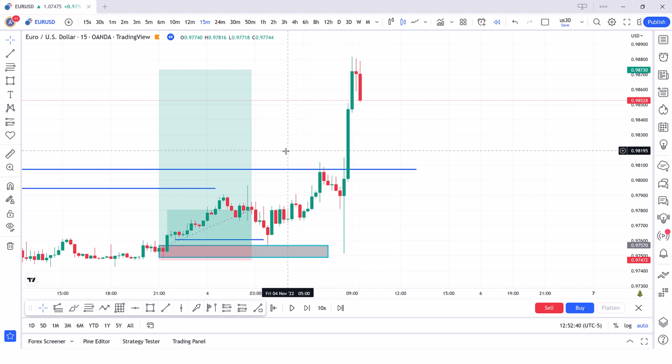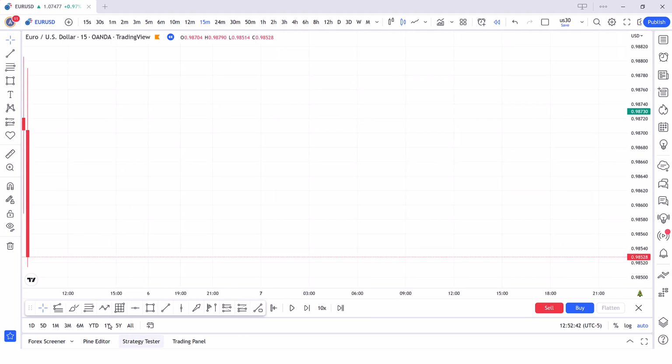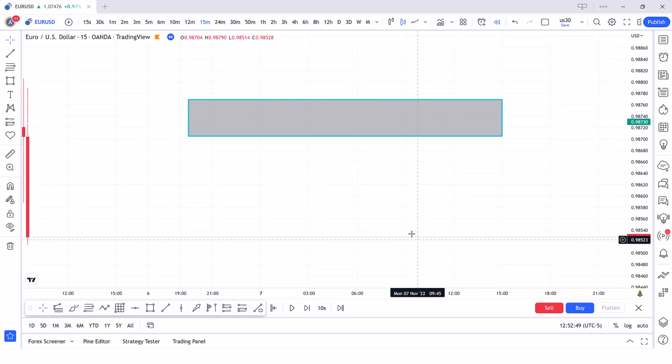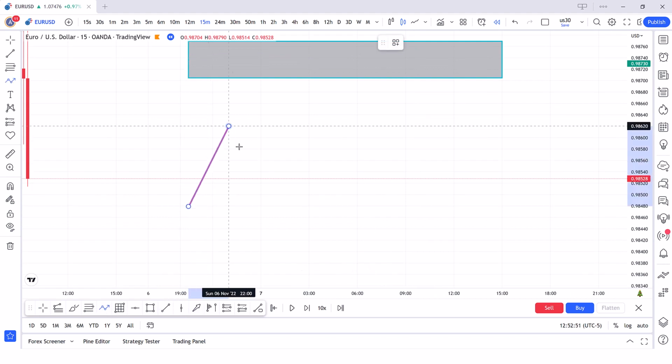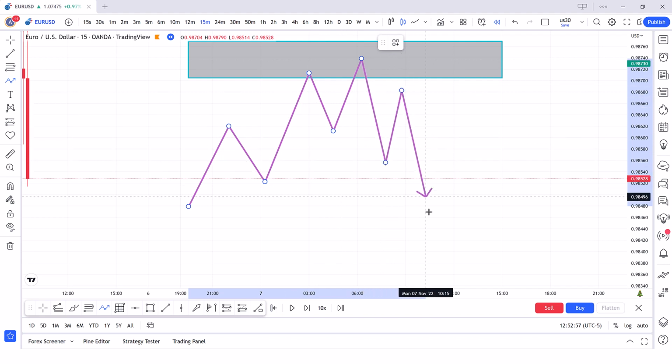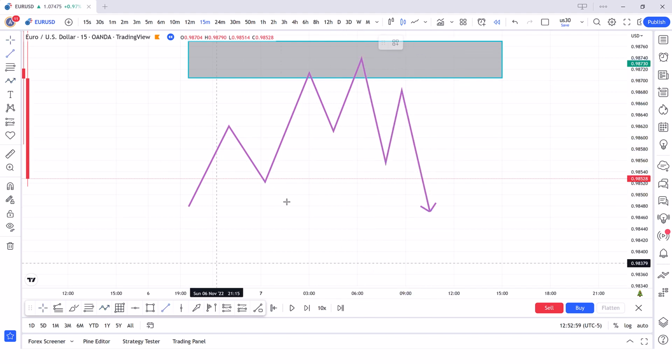So a double confirmation entry is when we have our POI, for example, here, and we want a confirmation to enter the market. When it comes up and it hits our POI, it comes down, breaks the structure, it comes up and it breaks the structure again.